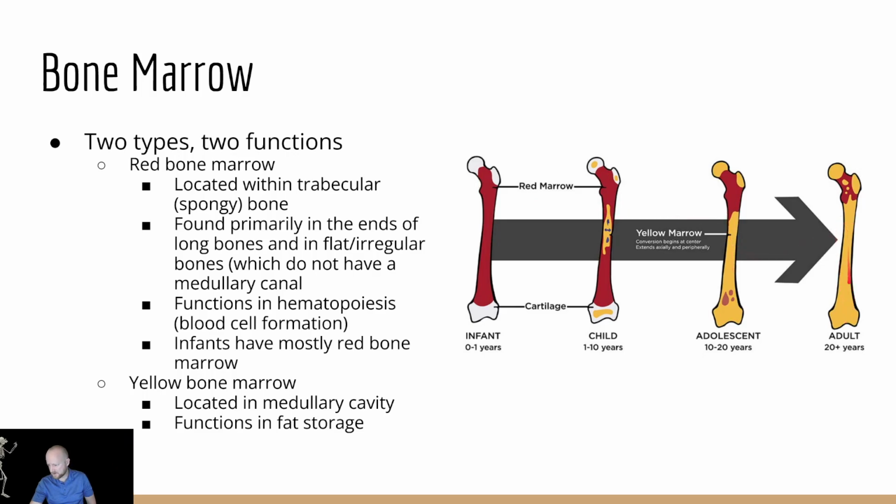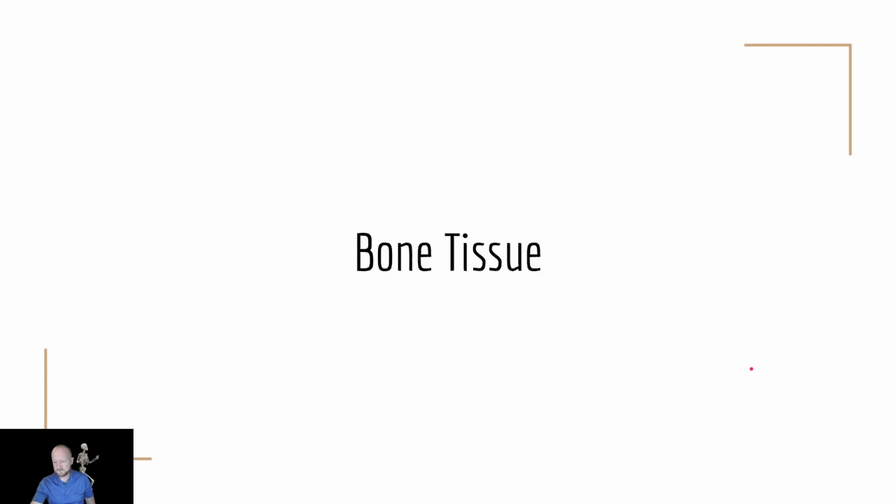I don't know how accurate this is. We don't have any spongy bone down here. But it does move from primarily red to primarily yellow as we age. That red bone marrow is found in that trabecular, remember, spongy bone. Blood cell formation, that hematopoiesis. Definitely going to ask you to define that on the test. Yellow bone marrow is only in that medullary cavity and functions in fat storage.